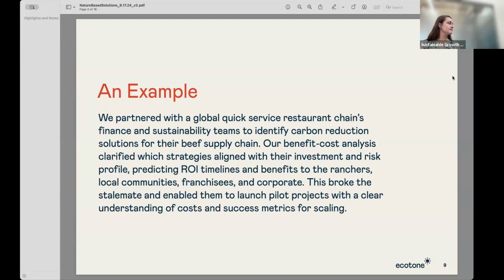And so through our cost benefit analysis and the frameworks we use, we help them identify and understand the risks, and again, translate it into the language of finance for their teams to think about the return on investment over time and the benefits and to whom those accrue, like the ranchers, the local communities, the franchisees, and the corporation itself. Yeah, so help them break that stalemate and move forward into pilots and action instead of a circular conversation about whose department it should fall in.